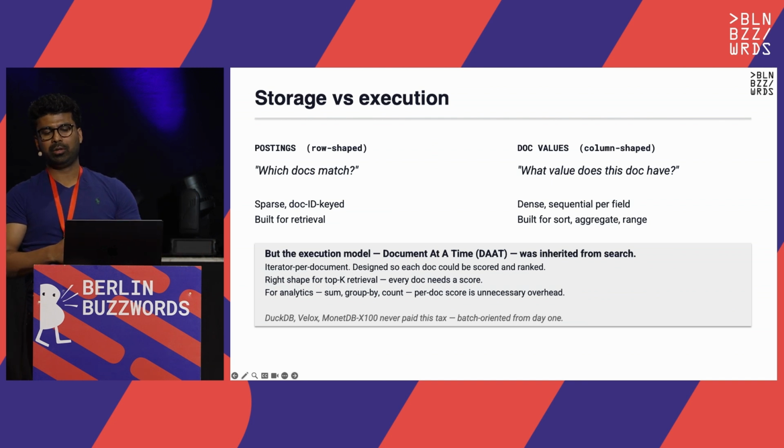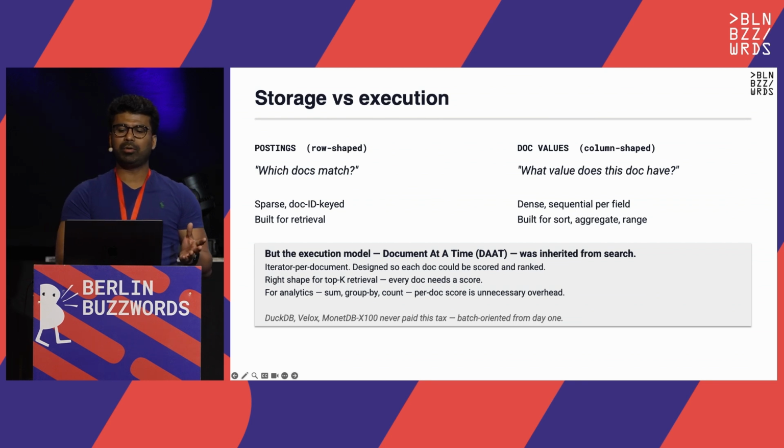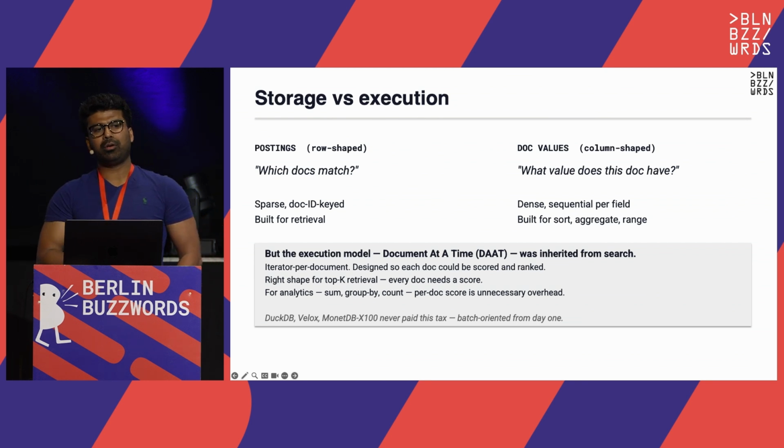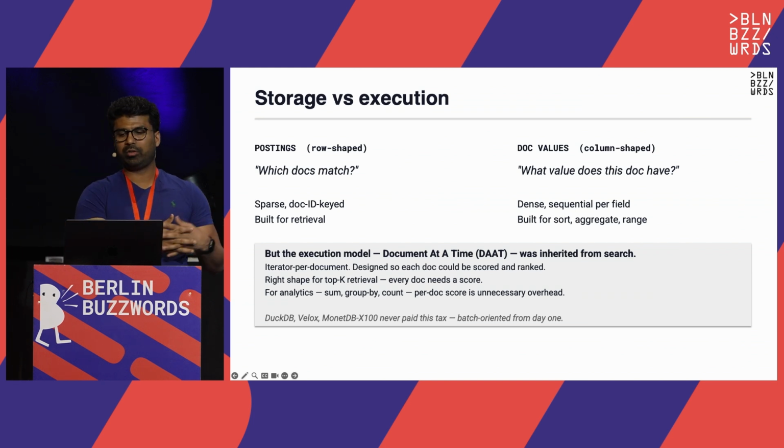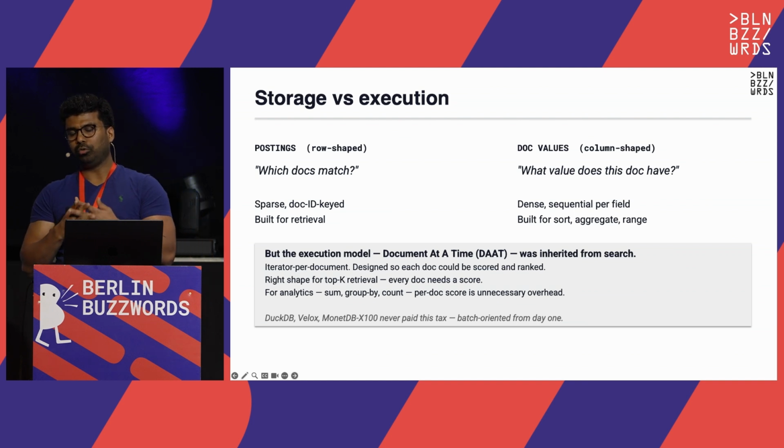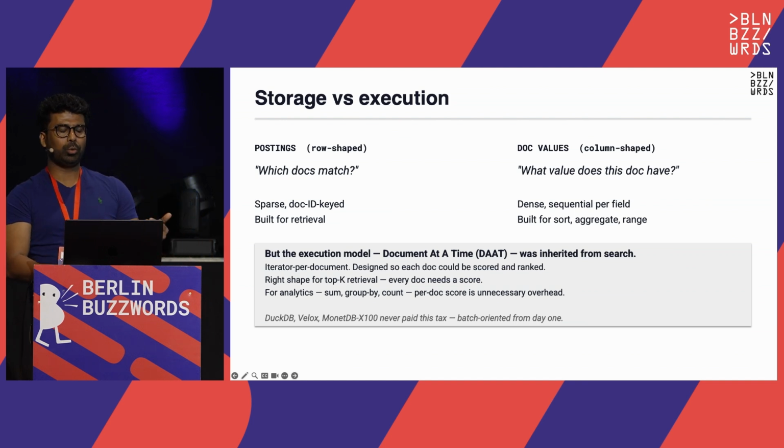DuckDB, Velox never paid this type of tax, batch oriented from day one. They never needed a per document score. So storage is already columnar. What needs to change is how Lucene flows data through the engine.